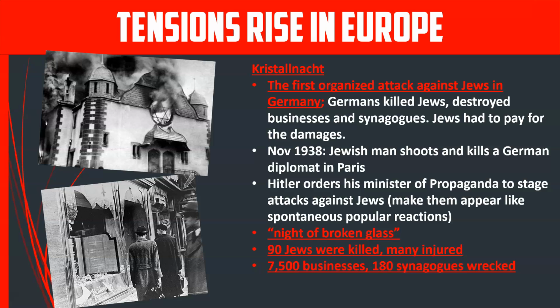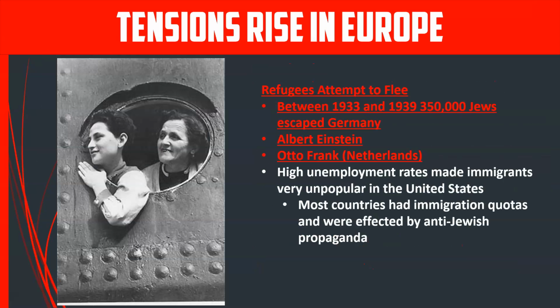It comes to be known as the Night of Broken Glass, in which 90 Jews were killed, many more were injured, over 7,500 businesses destroyed, and over 180 synagogues were wrecked. This is a huge moment in Jewish history because going forward, you're going to start to see the yellow patches on their clothing where they had to be identified so that they could be identified as Jewish. You're going to start to see the mass murdering of Jewish people during the Holocaust.